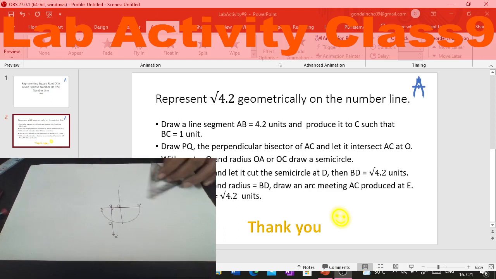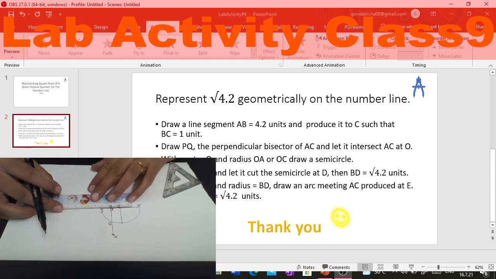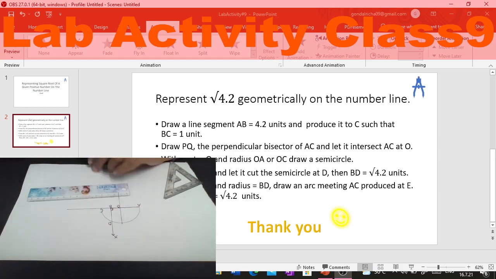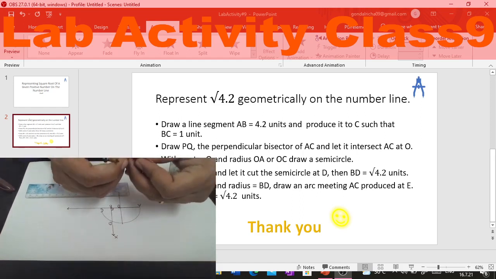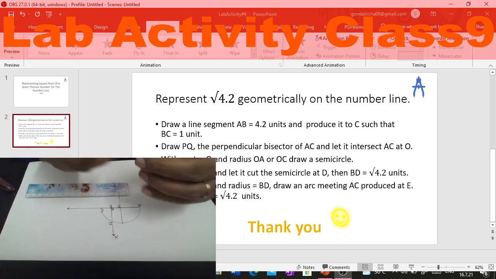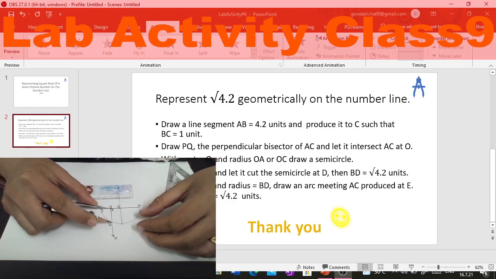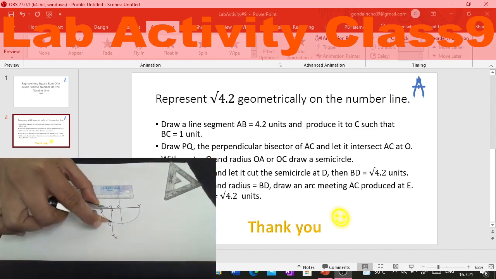Now further what I have to do, I have to produce this AC further to represent the number line like this. So this is my extended number line. Now with the help of the compass I will take the radius as BD. So taking the radius as BD like this, I have taken the radius BD.